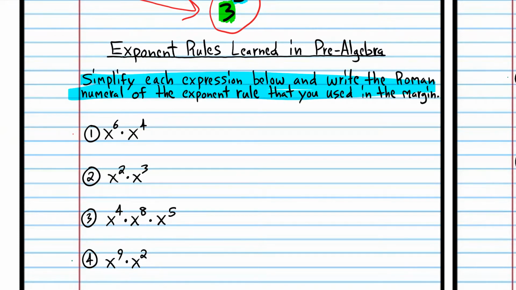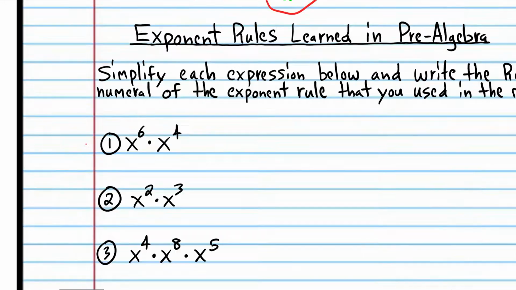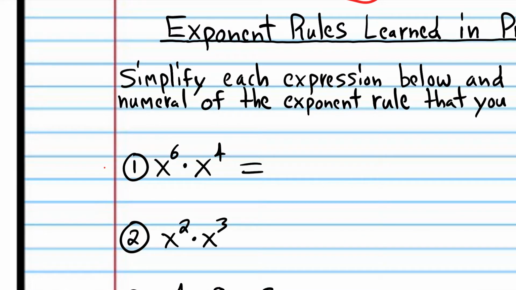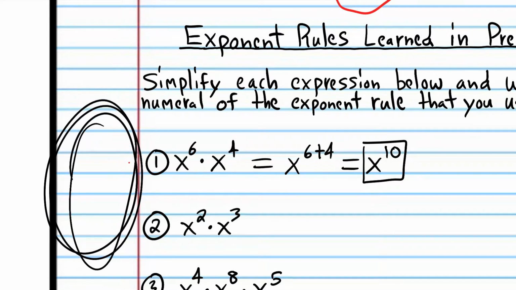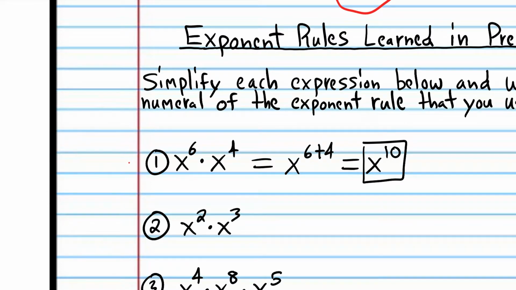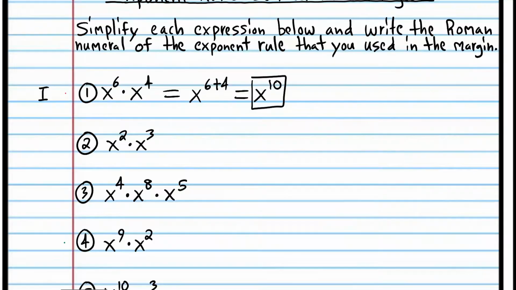It says here, simplify each expression below and write the Roman numeral of the exponent rule that you used in the margin. So we learned in my pre-algebra course that if you're multiplying powers, and the powers have the same base, then you just add the powers. So we have x to the 6 plus 4 power, which equals x to the 10th power, and you're done. That's it. And I'm going to write over here in the margin, the directions tell us to write the rule that we used, and that's rule number 1. And use a Roman numeral there.